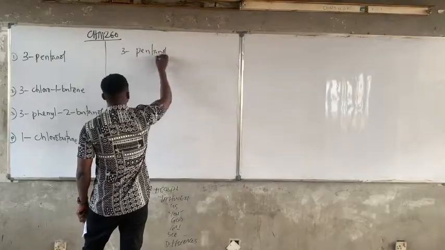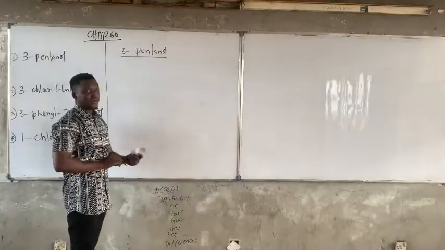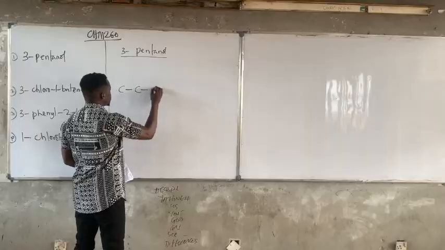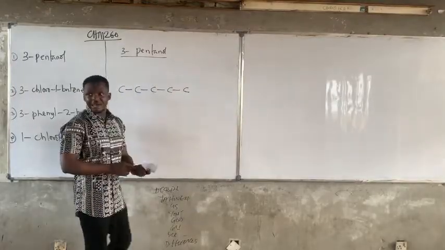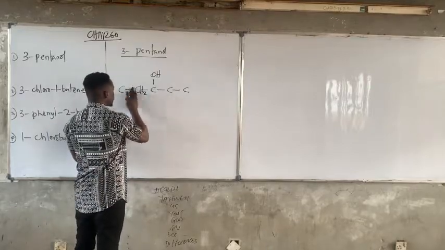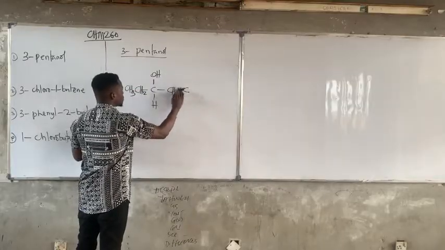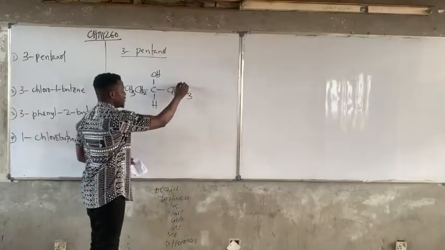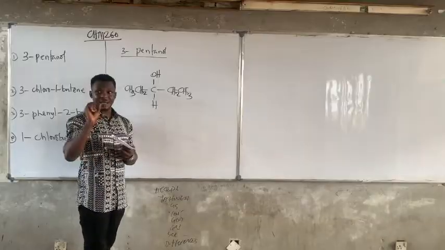3-pentanol. Penta means 5 carbons, and at carbon 3 you have OH. So this becomes carbons 1, 2, 3, 4, and 5. If you number this from whichever direction, here is going to be number 3. So if you put your OH here, this becomes CH3, CH2, CH, CH2, and CH3. Now, this first carbon, remember, I'm not just going to jump to the center. I want to take the carbons one after the other.